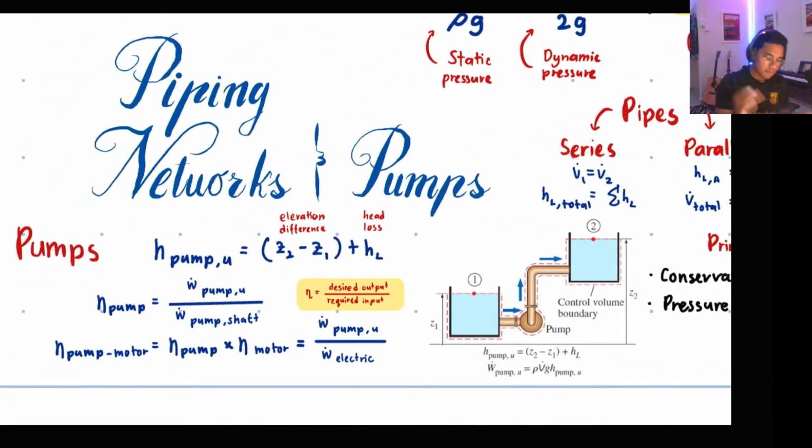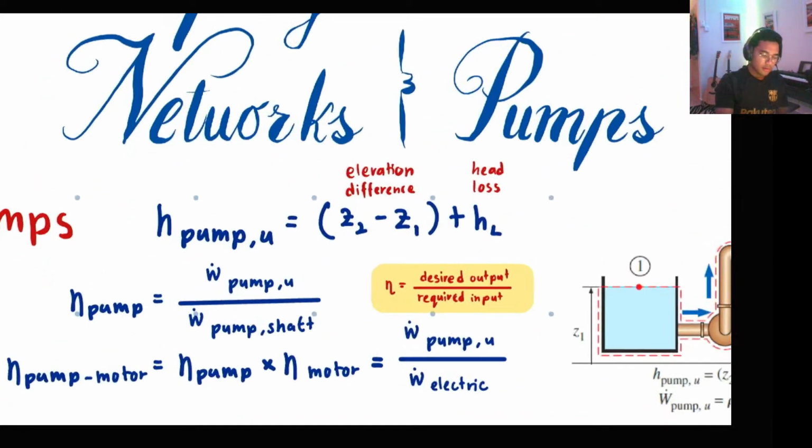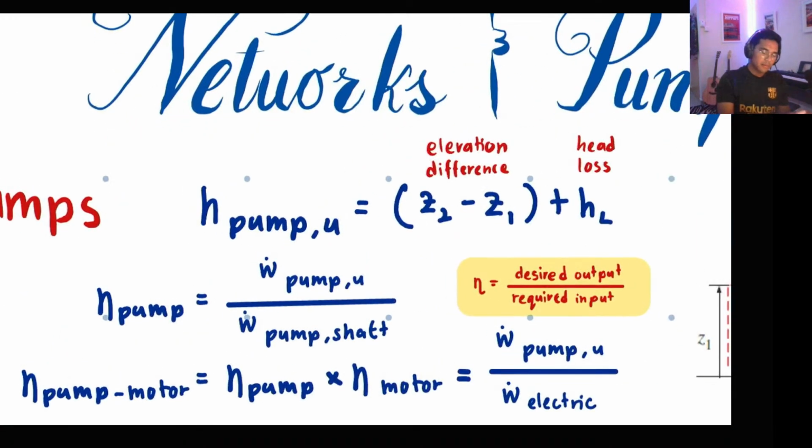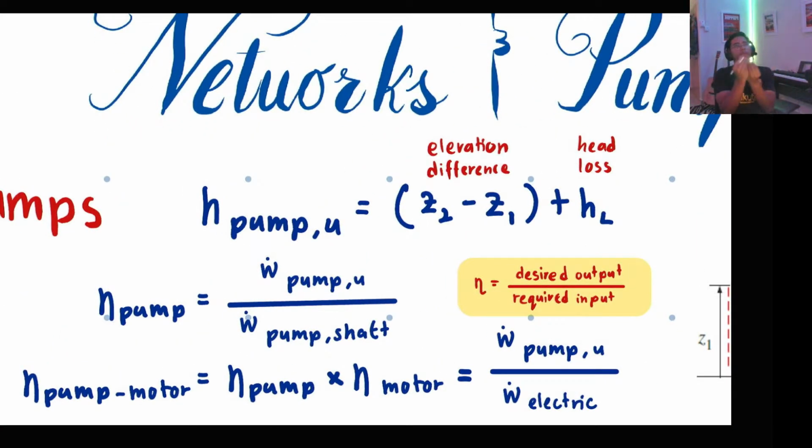Now we go into piping networks and pumps. So let's talk about pumps. Pump is the mechanical energy required to increase the pressure. So when we increase the pressure, we can represent pressure in terms of head or meters. So that meter is required. The pump supplies energy to overcome the elevation difference and also head loss. Okay.